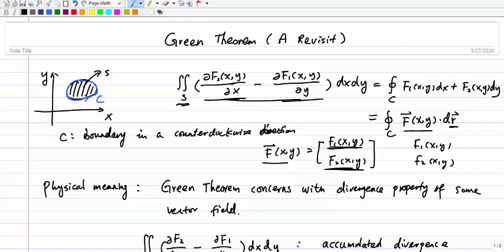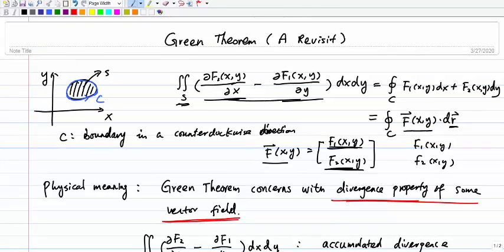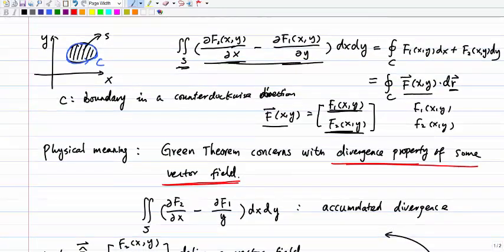So one question is, what is the physical meaning of Green Theorem? Because if you look at this one, basically the Green Theorem talks about the divergence property of some vector field. I'll talk about it in more detail later on. The reason we can consider this as a divergence property of some field is, if I look at this partial f2 over partial x minus partial f1 over partial y, it's sort of like the divergence for the two-dimensional field if we define the field properly.